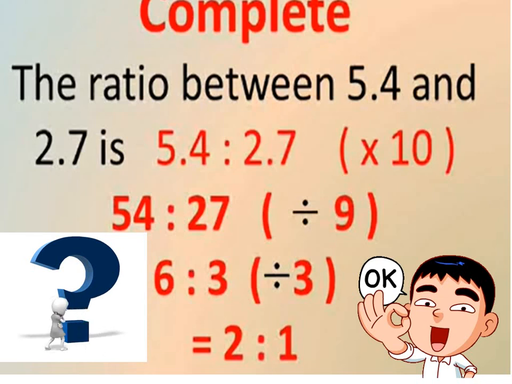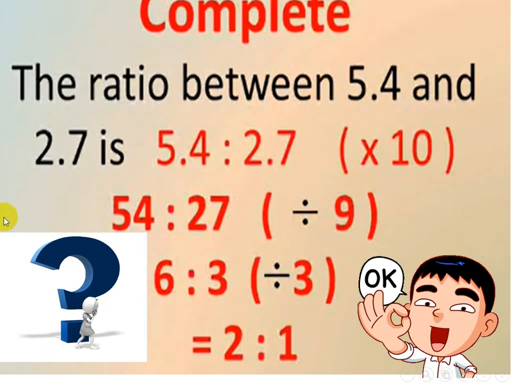5.4, as we said, times 10, it will be 54. 2.7 times 10, it will be 27. Remember, the two terms of the ratio must be whole numbers and in the simplest form. You must simplify the two terms of the ratio to the simplest form.